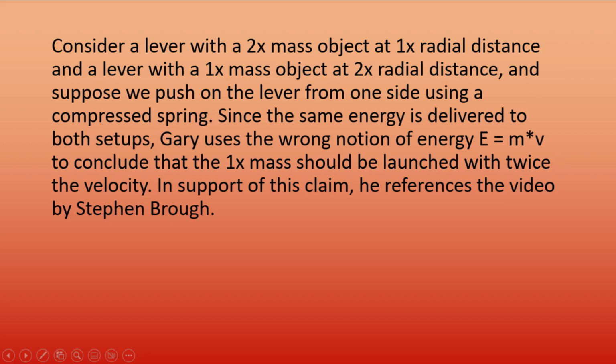Consider a lever with a 2x mass object at 1x radial distance and a lever with a 1x mass object at 2x radial distance, and suppose we push on the lever from one side using a compressed spring. Since the same energy is delivered to both setups, Gary uses the wrong notion of energy, E equals mv, to conclude that the 1x mass should be launched with twice the velocity. In support of this claim, he references the video by Stephen Brough.